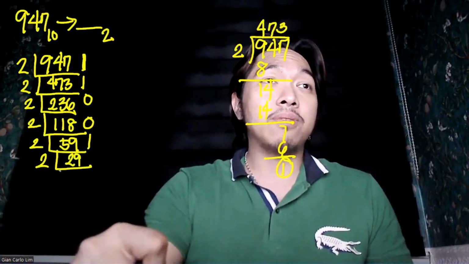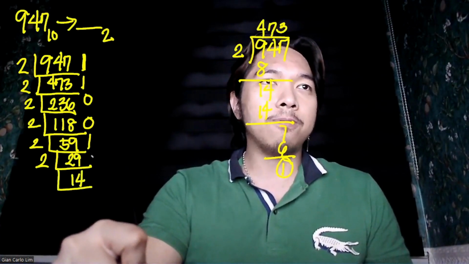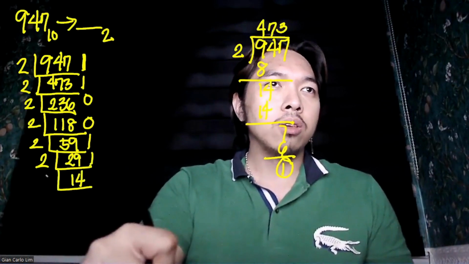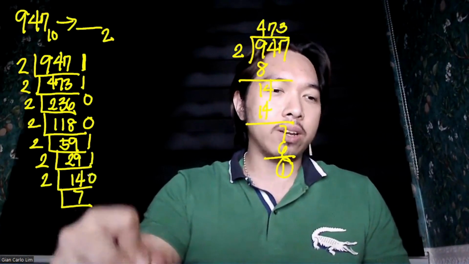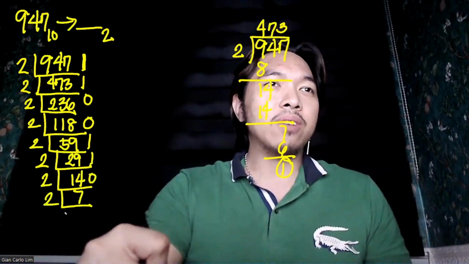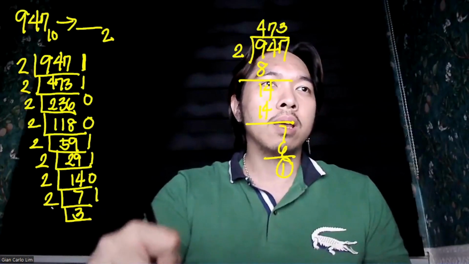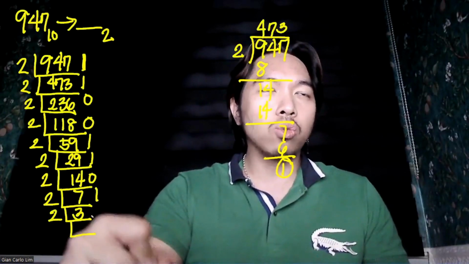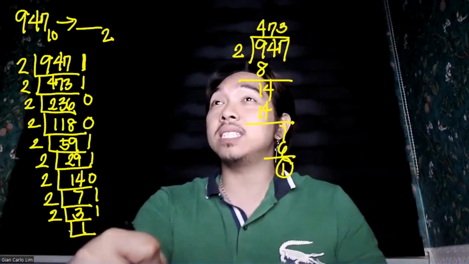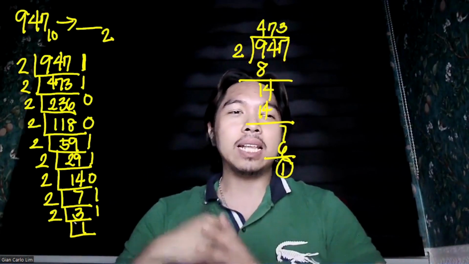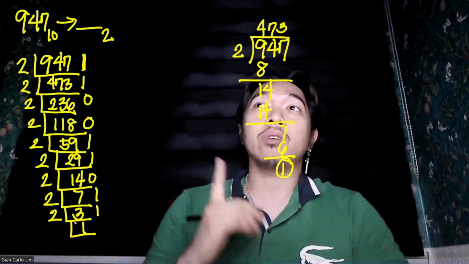Yung 29, pag divide natin siya by 2, so that would be 14 with a remainder of 1. Yung 14, divide natin siya by 2. Magiging 7 with a remainder of 0. And yung 7, divide natin siya by 2, that would be 3 with a remainder of 1. And then yung 3, divide natin siya by 2, that would be 1 with a remainder of 1. Yung 1 ay less than 2 na. So therefore, hindi na natin siya i-divide further, but rather considered as remainder na siya.